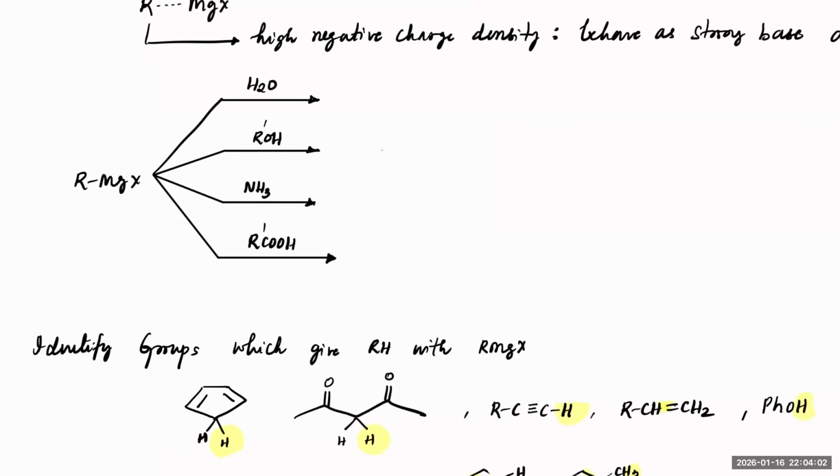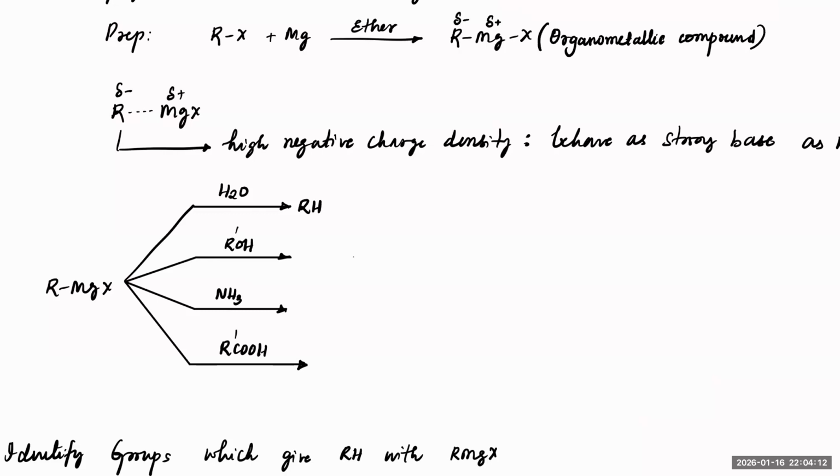So if you take RMgX and react that with water, obviously we'll get RH, because R minus is a very strong base. It can pull off H plus from any slightly polarized hydrogen. You require slightly polarized hydrogen and it can pull off that hydrogen. So from water, it can easily pull off that hydrogen. From alcohols, it can pull off. From ammonia, it can pull off. You can get this as RH.